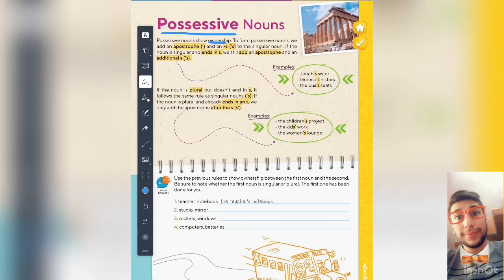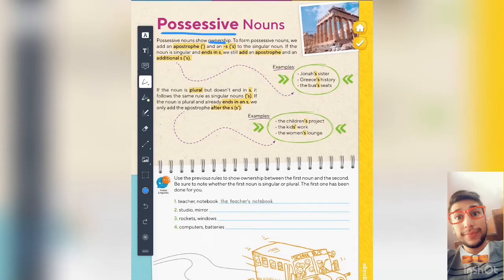Let's go and take a look at the examples right here. Examples: Jonas's sister, Greece's history, the bus's seats. This means that, let me take that away, it means that this is the sister of Jonas. Okay? It belongs to Jonas. The next example says Greece's history. This means the history of Greece. Okay? And the third example says the seats belong to this bus. Okay? Pretty simple.